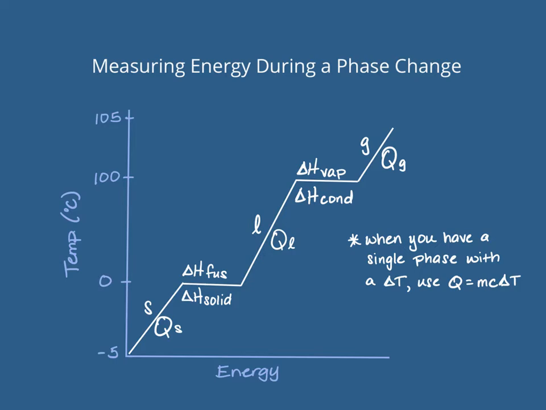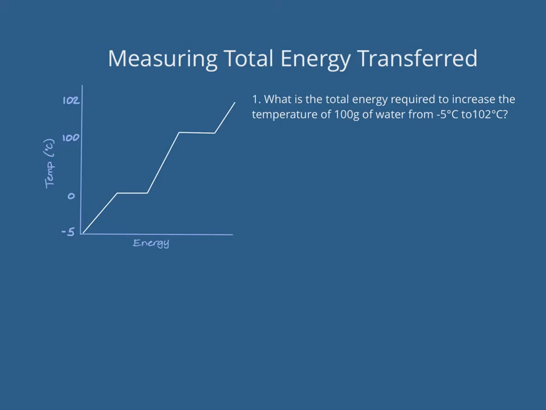However, when you have a phase change and there is no change in temperature, that's when you have to use your molar heats or your delta H's to calculate the energy being absorbed or released. So let's take a look at an example to put all of this together. So the question asks, what is the total energy required to increase the temperature of 100 grams of water from negative 5 degrees Celsius to 102 degrees Celsius?